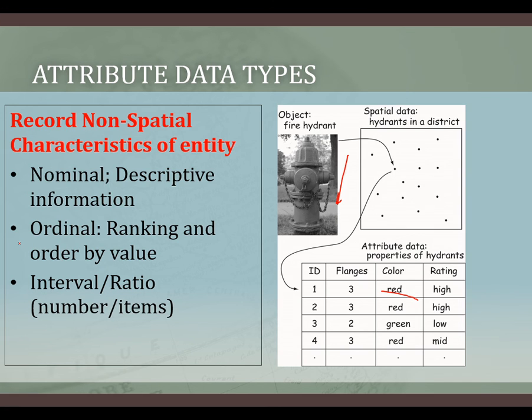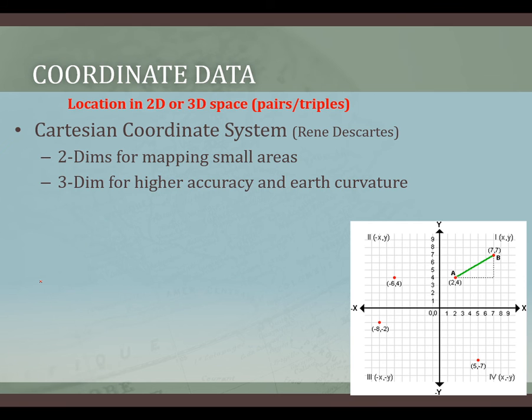So for any type of data, you can have something that you describe. You can have something that's ordinal to rank it, or number 3, something called interval or ratio. For example, area ranking, and ranking is high, low. So a number here is the number of flanges for this fire hydrant. How many workers? So anything that has a number, we call it interval or ratio. So these are the different types of attribute data.